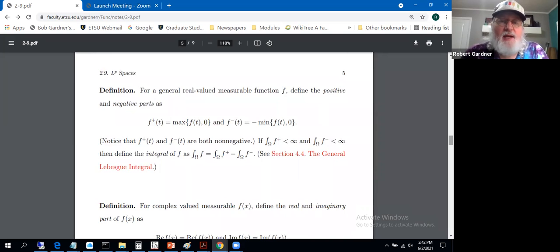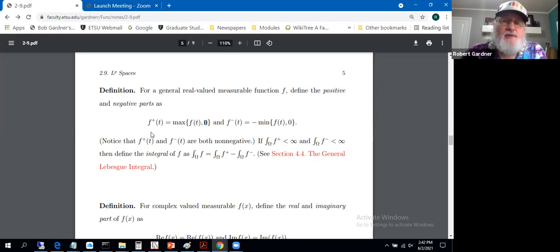So let's look at our last category of functions for which we'll define the Lebesgue integral. For a general real-valued measurable function f, so no constraints about non-negativity, define the positive and negative parts as f superplus of t is the maximum of f of t and 0. So if f of t is positive, this is the maximum, and we get that out as f plus of t. If f of t is negative, then this is the maximum, and we get 0 out.